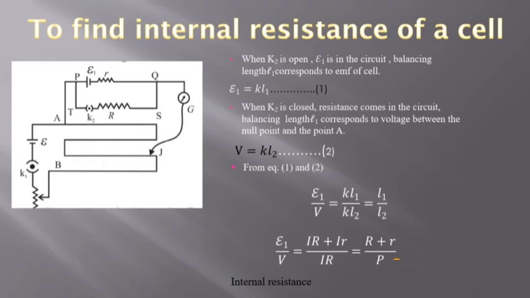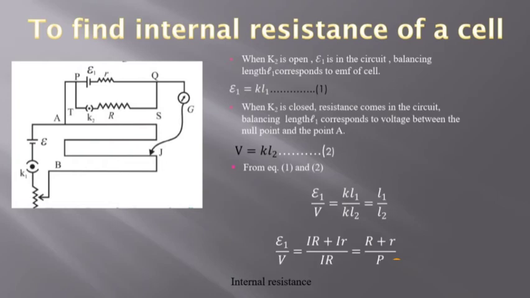Similarly, we get the second equation, that is V is equal to KL2. This corresponds to the voltage between the null point and the point A. So E1 by V is equal to KL1 upon KL2, that is equal to L1 by L2.